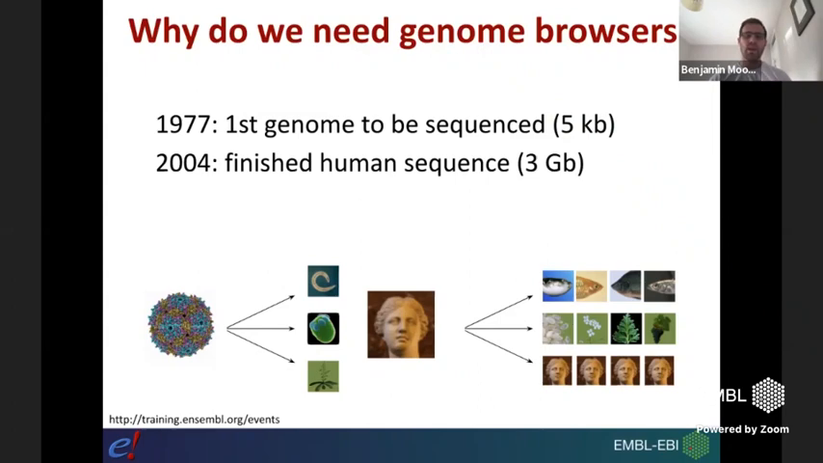So we can think of some large global collaborative projects that are aiming to sequence lots of different species. The Darwin Tree of Life project is an example of one of these projects that's aiming to sequence all life in the UK, basically. So all eukaryotic life in the UK.